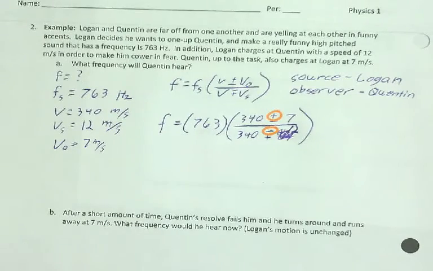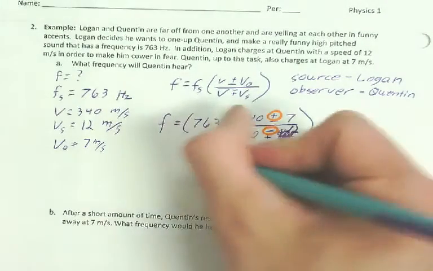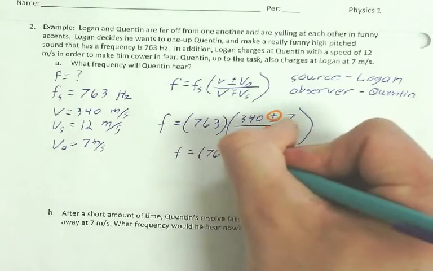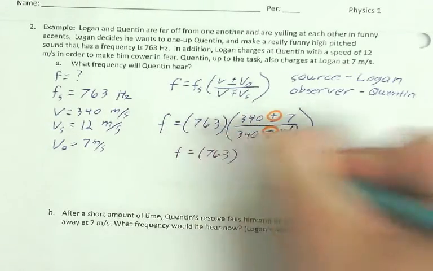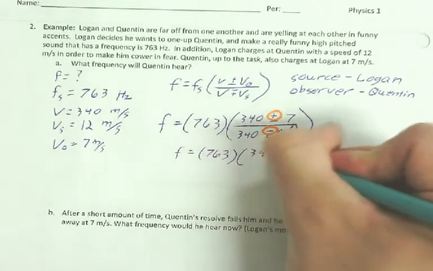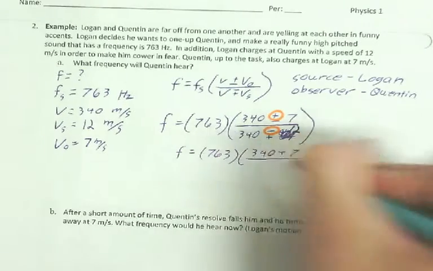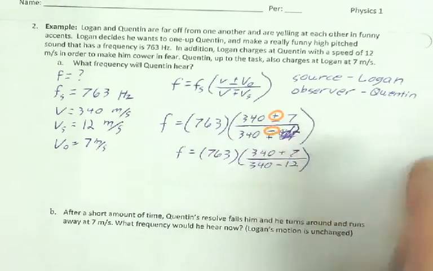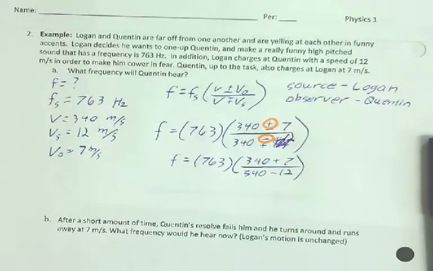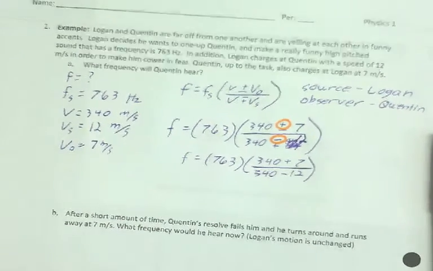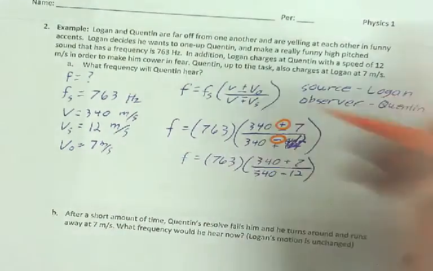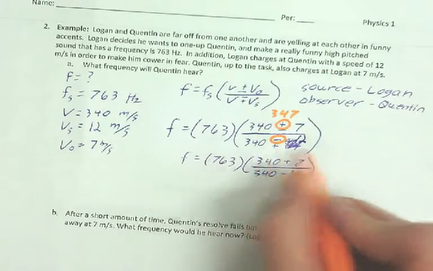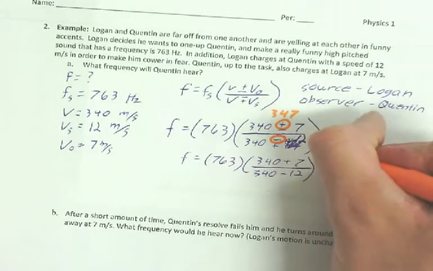Okay? So, here's the final setup then. F equals, and you don't have to rewrite this, I'm just going to rewrite it so it's obvious what's going on. 340 plus 7 over 340 minus 12. And then you just solve the math from here. So what's 340 plus 7? 347. What's 340 minus 12? 328.